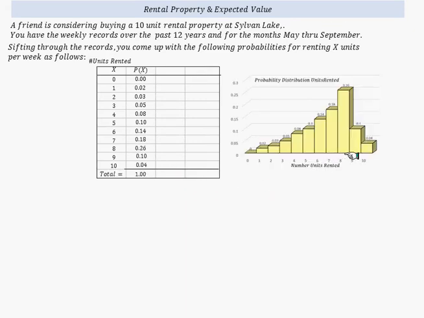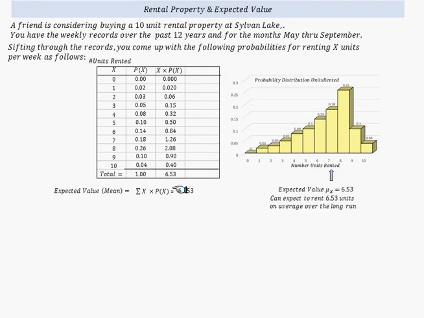Here's the distribution. Now note how it peaks here. We're suggesting that the mean is somewhere over here between 7 and 8. Now looking at the x p of x, multiplying these out, coming down the screen here, the expected value is 6.53, so one can expect to rent 6.53 units on average over the long run.